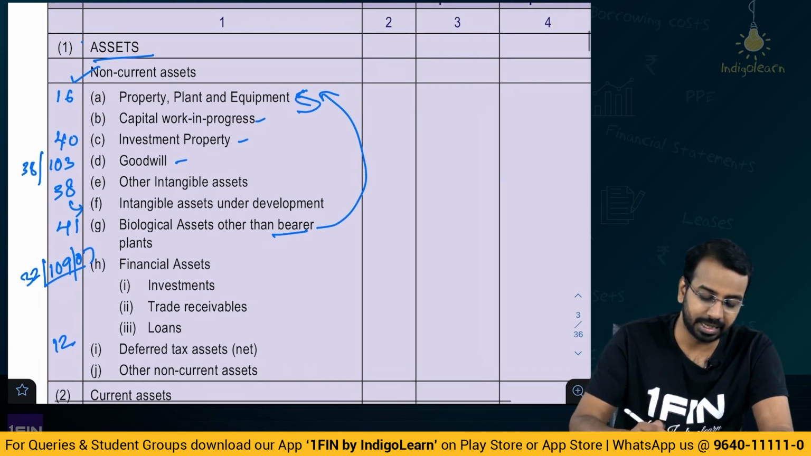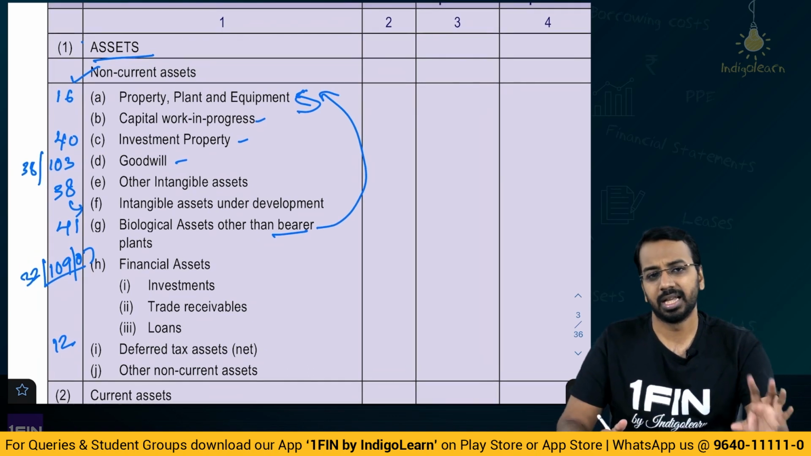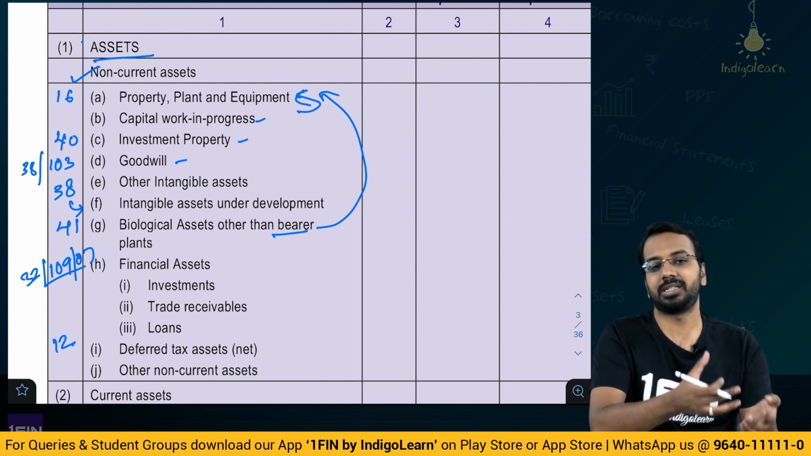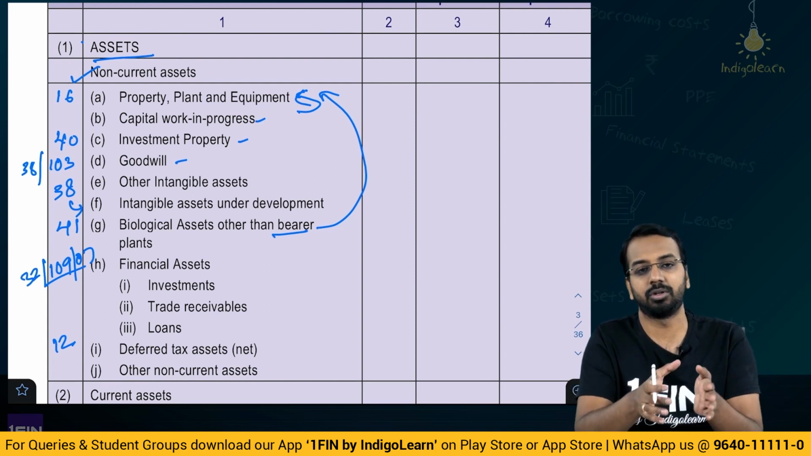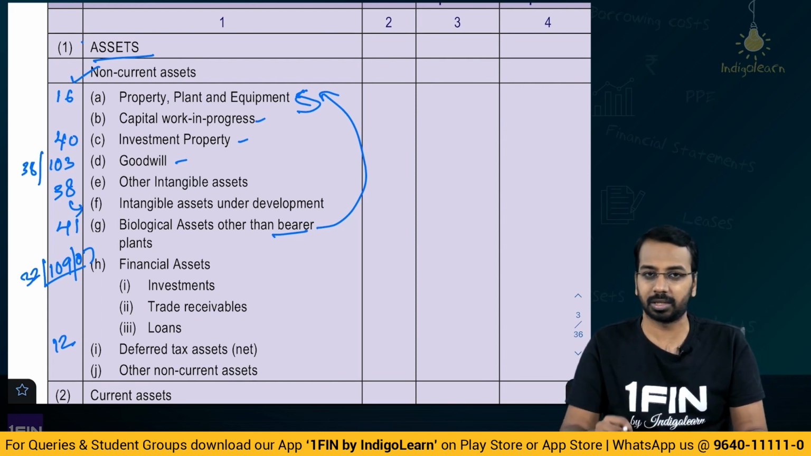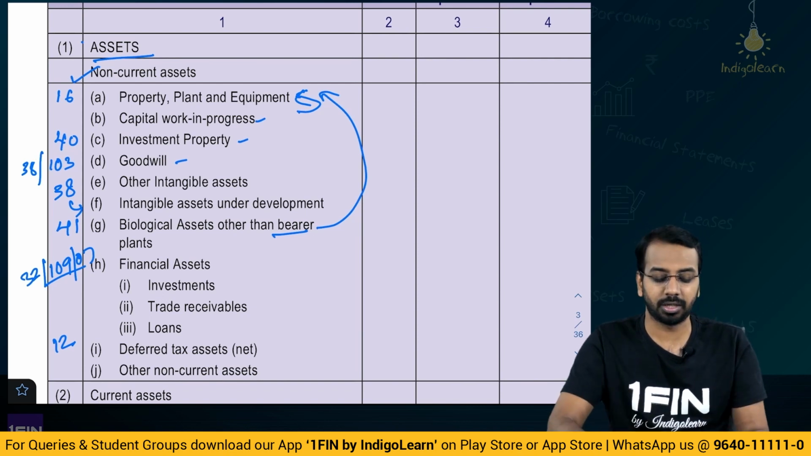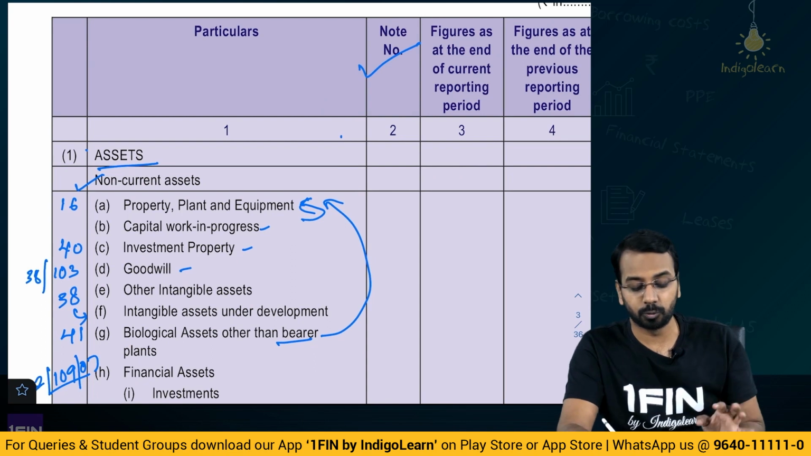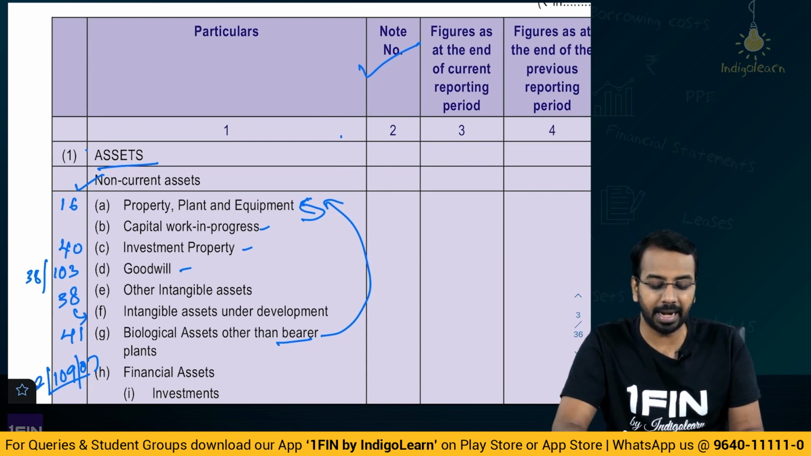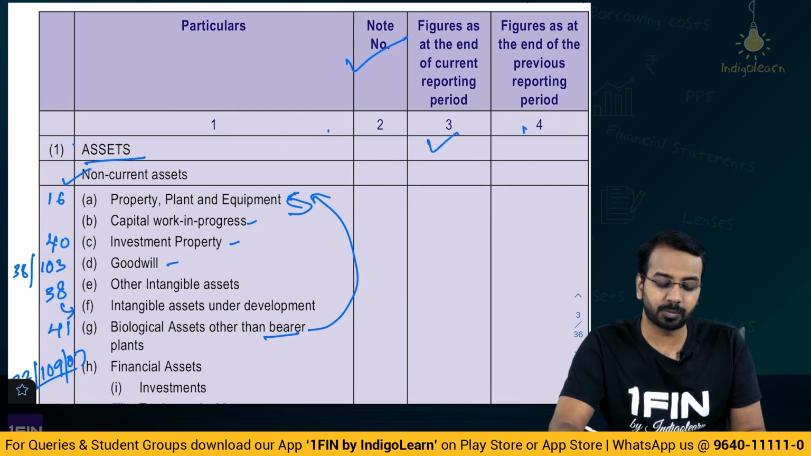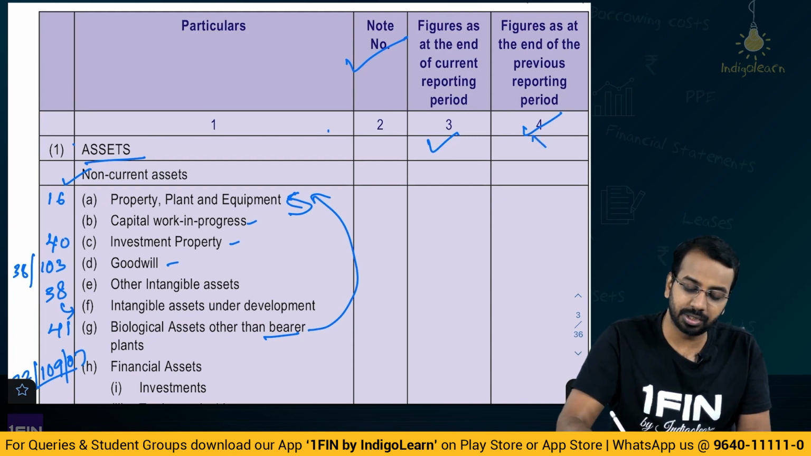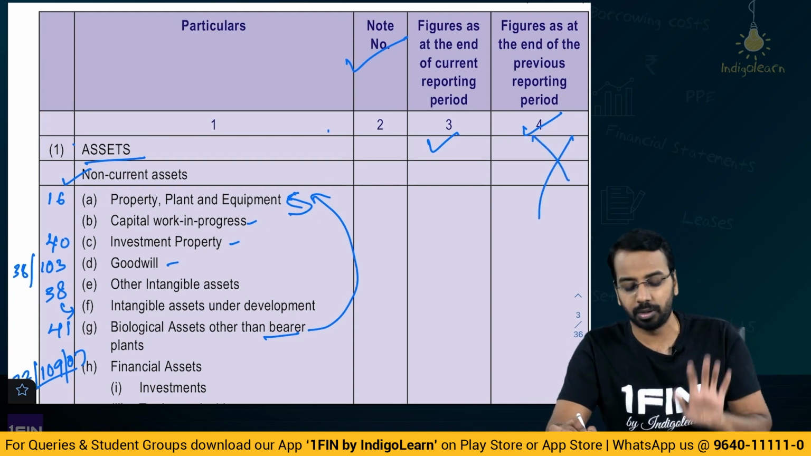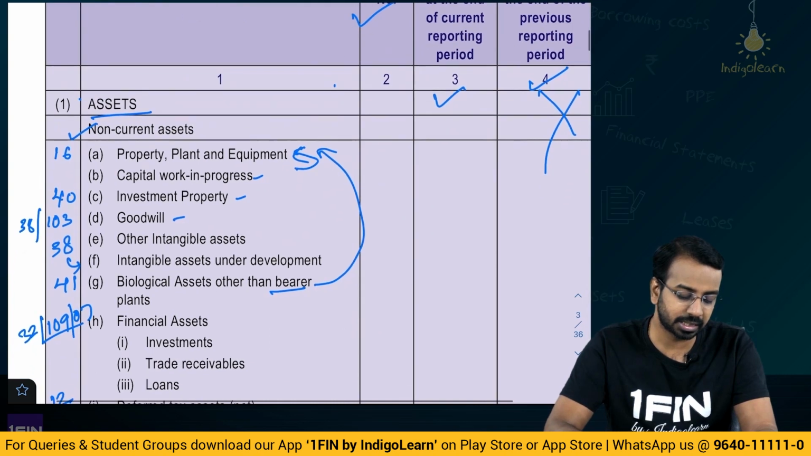So first you will have non-current assets with all this classification. For examination purposes, whatever is the information in the question, only to that extent you need to reproduce. If some amounts are not given or not applicable, you do not need to present that. Then you have note numbers, very important for you to present, and current period and previous period. In most cases in the examination, this information is not given, so you don't need to worry about that, right. So assets we have covered.